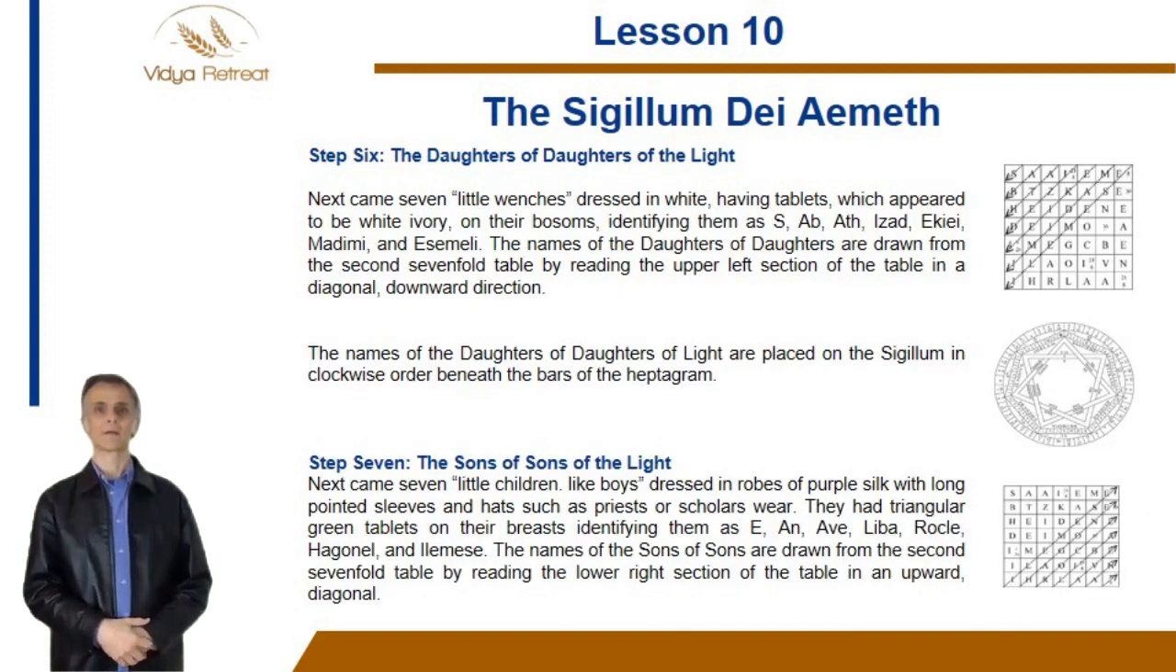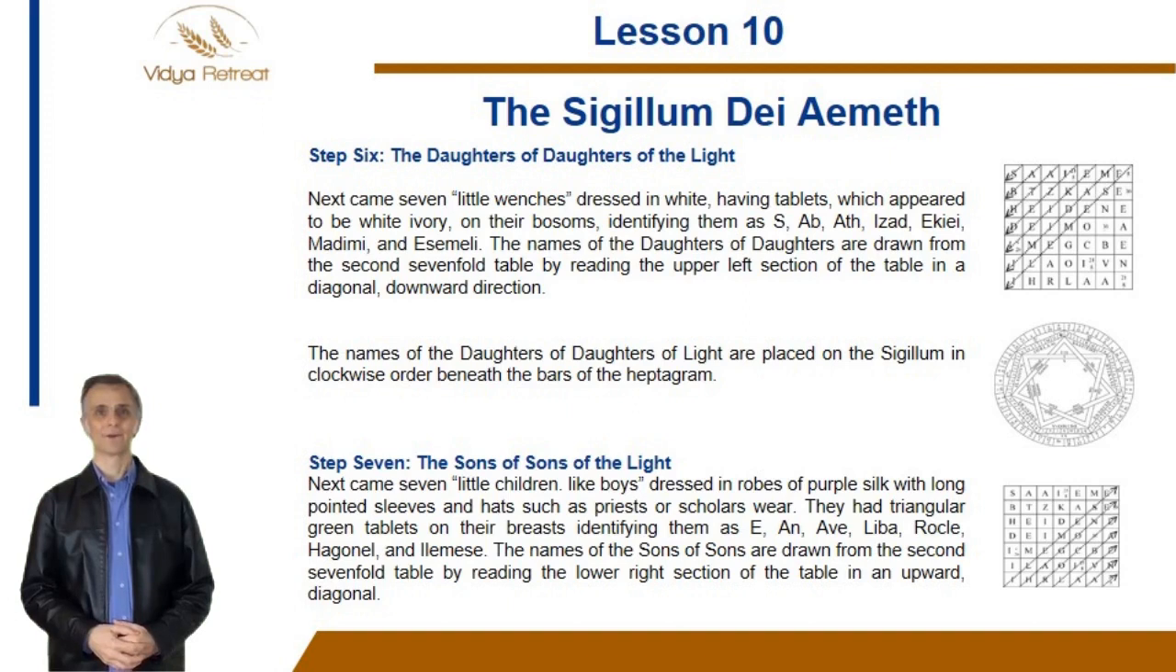Step 6. The daughters of the light. Next came seven little wenches dressed in white, having tablets, which appeared to be white ivory, on their bosoms, identifying them as Ab, Arth, Ezekii, Madami, and Esameli.